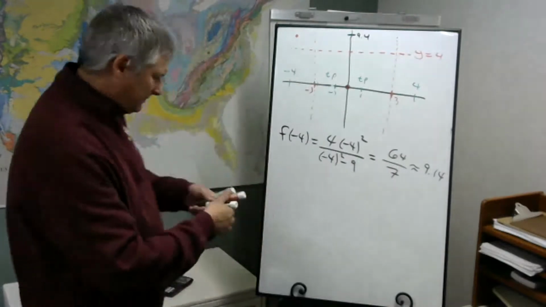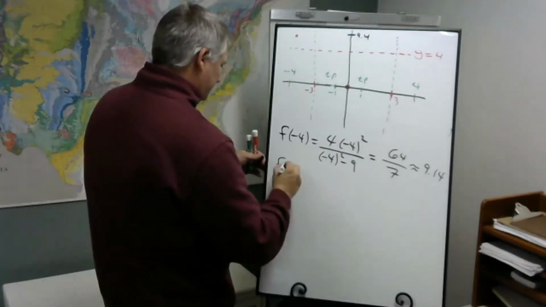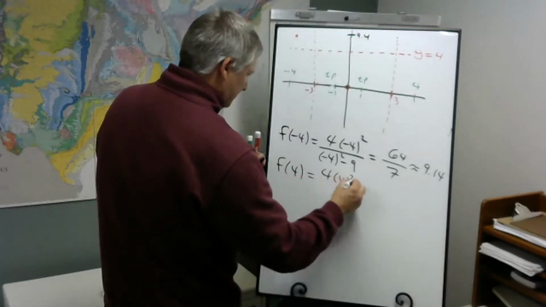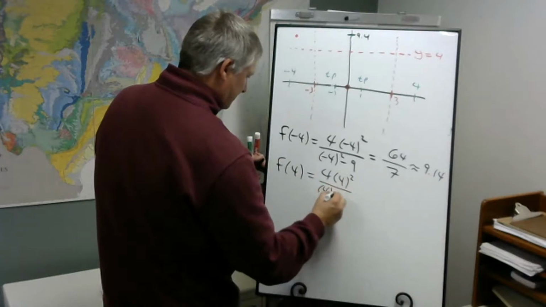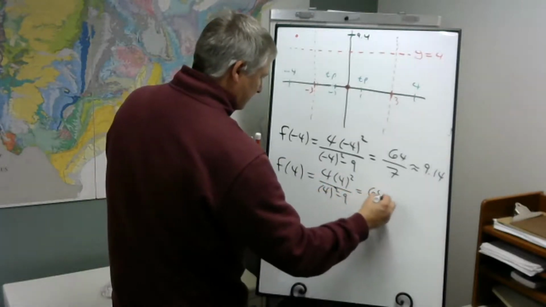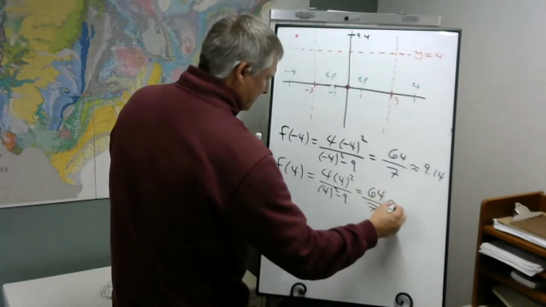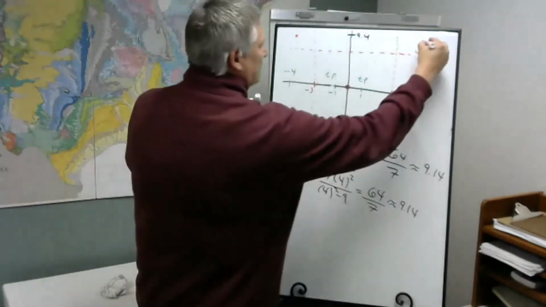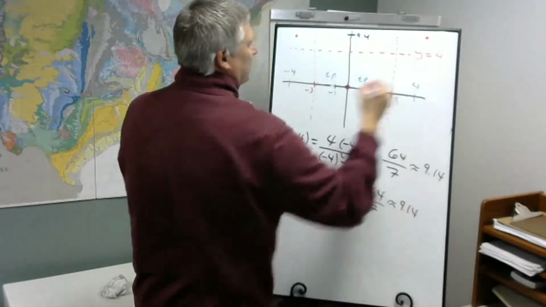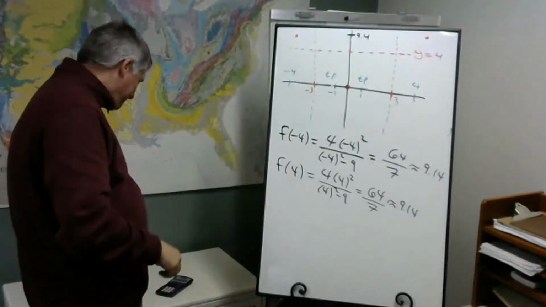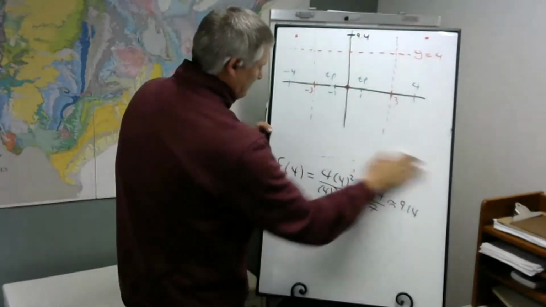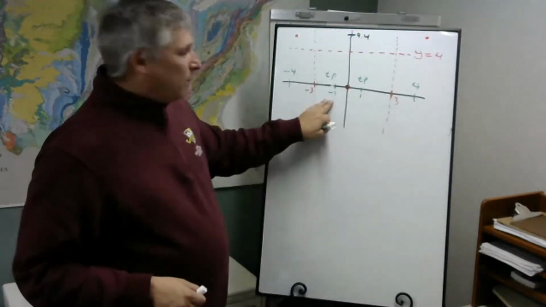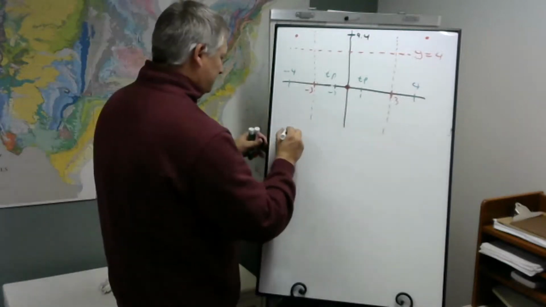Same thing with this. Put in 4. Going to get the same thing. So again, on this side, we're also above that horizontal asymptote. Now for negative 1, let's see, f of negative 1.